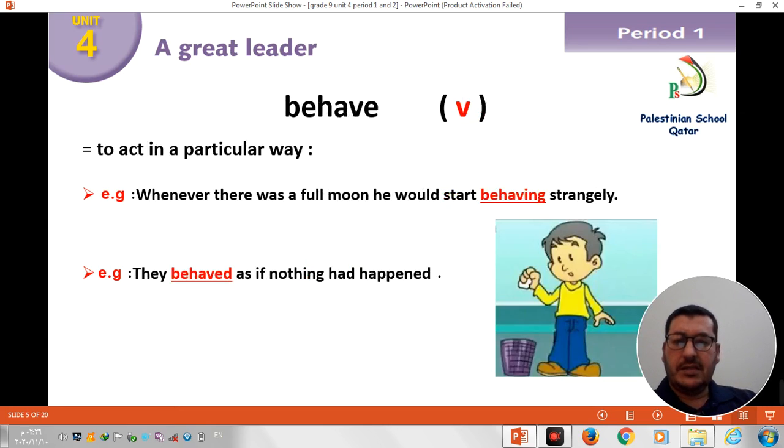The next word is behave. It is a verb, to act in a particular way. For example, whenever there was a full moon, he would start behaving strangely. And also, they behave as if nothing had happened.